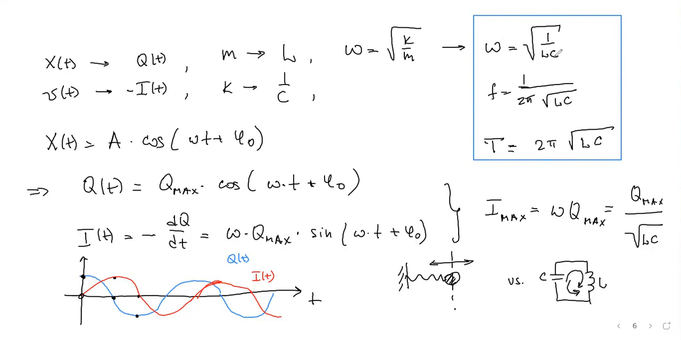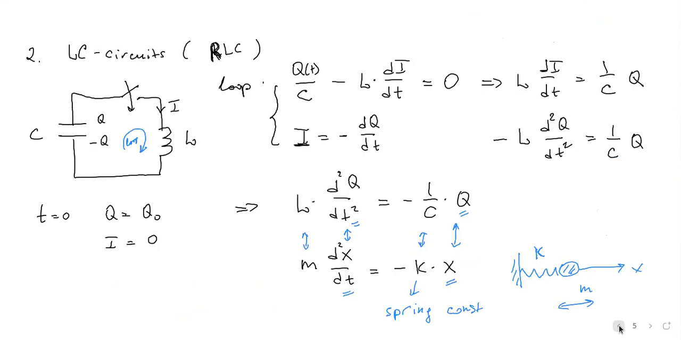Interesting that 1 over capacitance plays the role of spring constant. That's also non-trivial. Questions? Should we do one or two examples, yeah, to make it more clear?